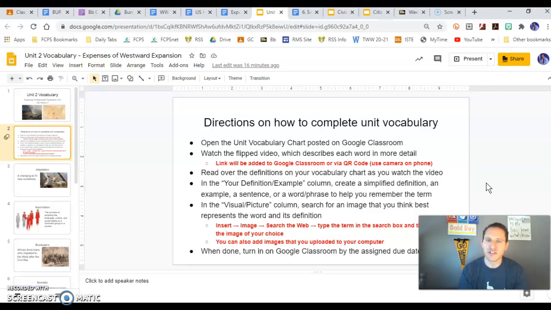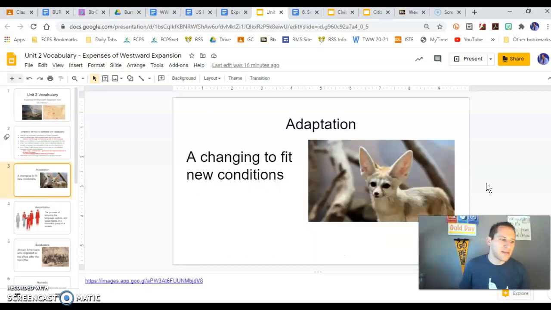You can go to insert image and search the web and find some images there, or you can do this on paper and color and upload it to Google Classroom, whichever you prefer, and then turn it in by the assigned due date, which was posted. All right, there's only 8 words again, so let's go through the 8 words. The first one is going to be adaptation.